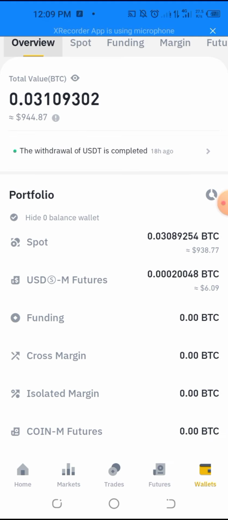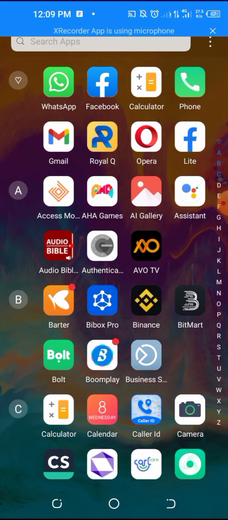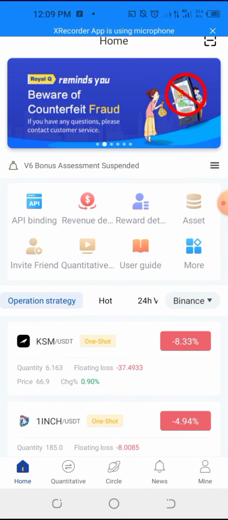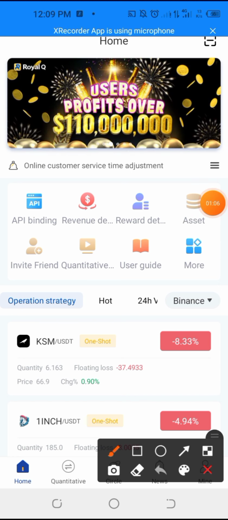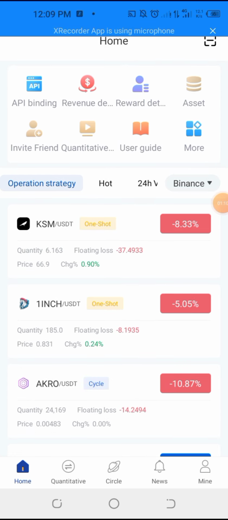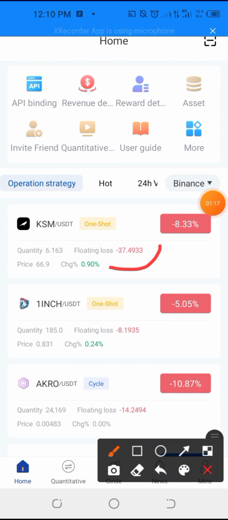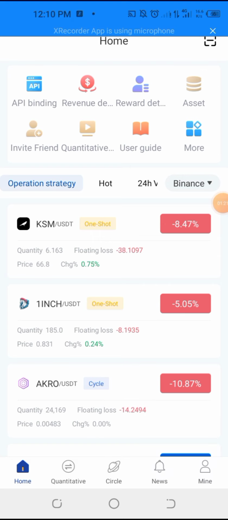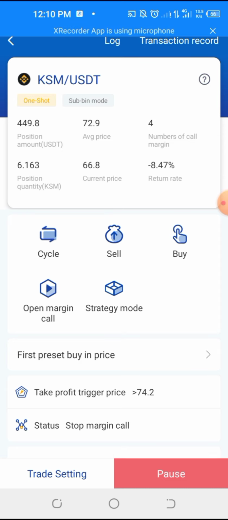So actually in my RoyalQ, you can see I still have some trade that has gone down. You can see here this one is on a floating loss of minus 37. There's another floating loss of minus 8, minus 14. Those are my floating loss. That doesn't mean that I'm losing. It's because the market has gone down. It has gone down by minus 8.